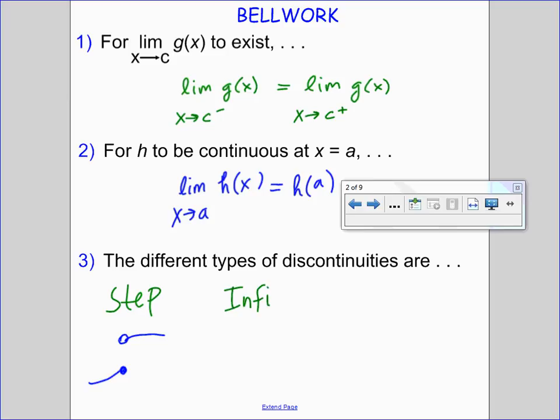An infinite discontinuity is synonymous with a vertical asymptote. That's a vertical asymptote. They mean the same thing.